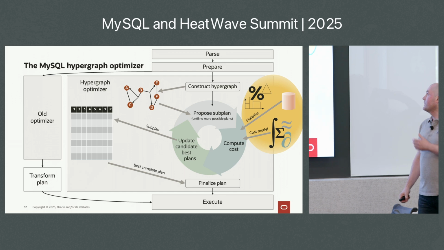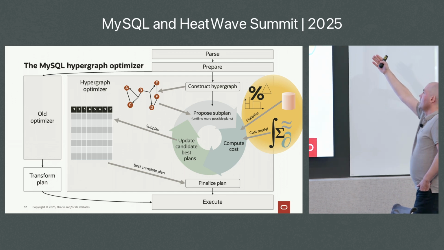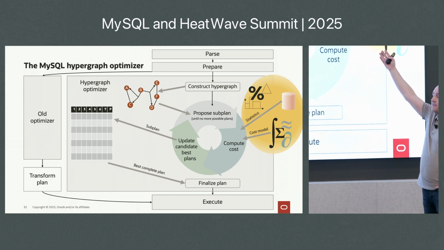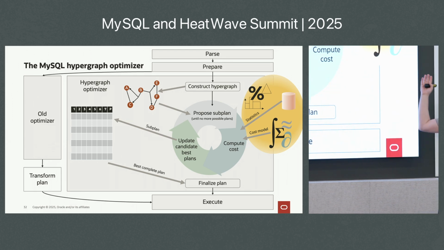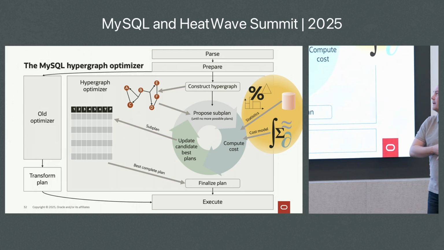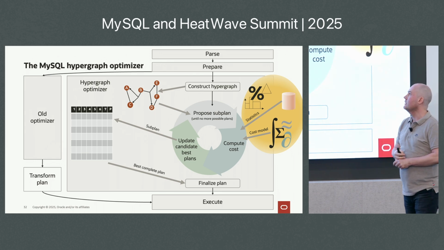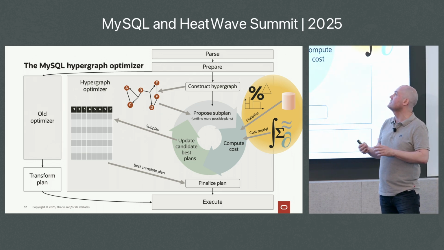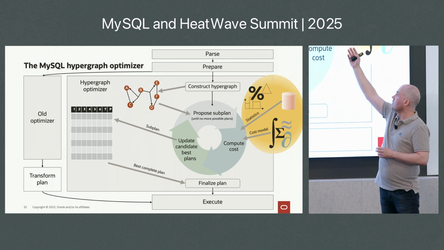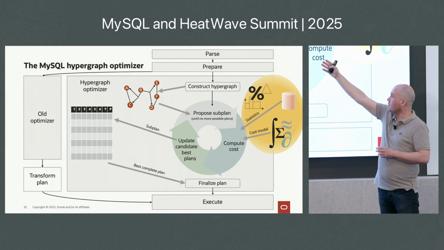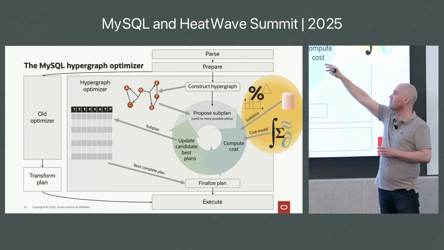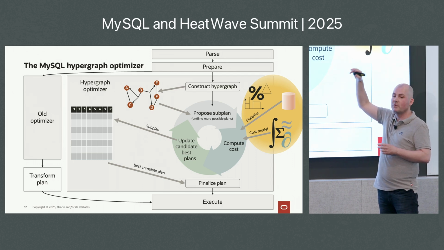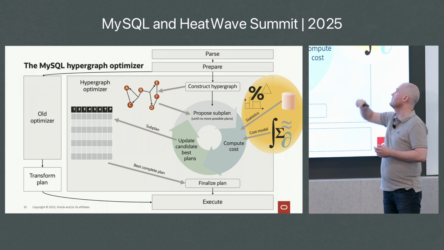So going back to this figure again, the first step is to construct a hypergraph. One vertex for each table, one edge for each join condition, or hyperedge if necessary. From that hypergraph, we propose plans for smaller parts, starting with single tables and then joins after a while.